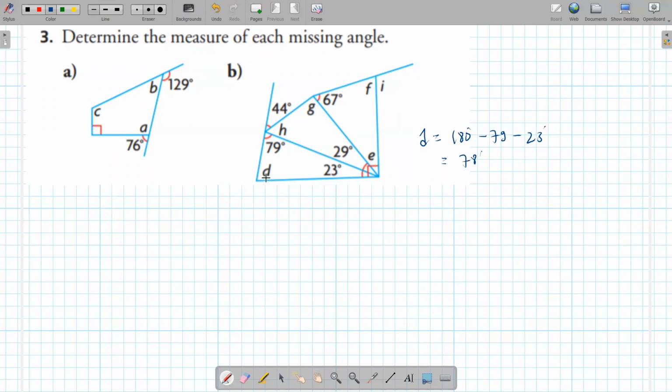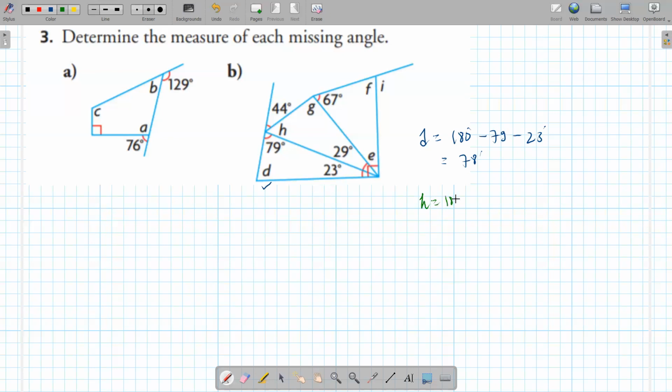Now that we have D, how do you find H? To find H, don't look in the triangle, look outside the triangle, like right here. See, that's a straight line. You see this? And all these angles are here. What do all the angles add up to on a straight line? 180. 180, right?